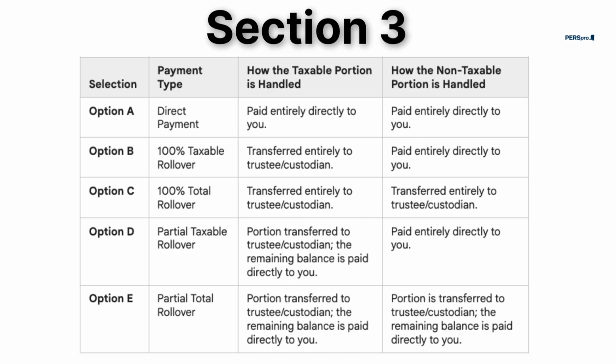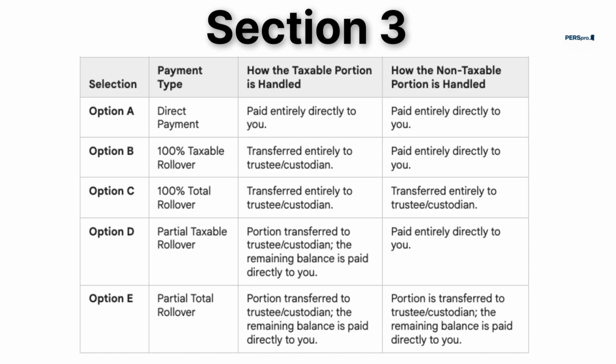Option B, 100% direct rollover transfer of taxable distribution. PERS will directly transfer only the entire taxable portion of the partial lump sum to a trustee or custodian of an eligible retirement plan, like a traditional IRA or employer 401k 457 plan. Any non-taxable portion of the distribution, if there are any, would be sent directly to you.